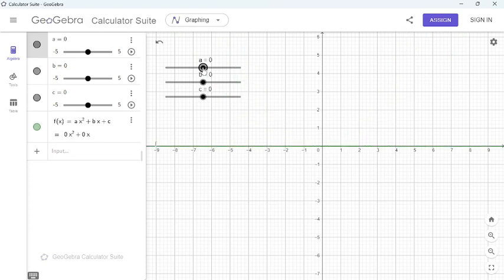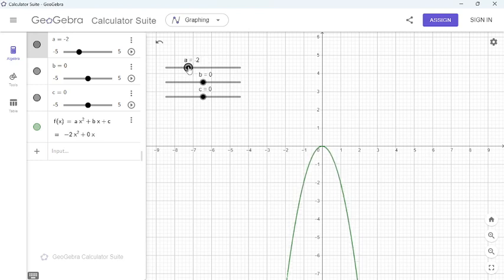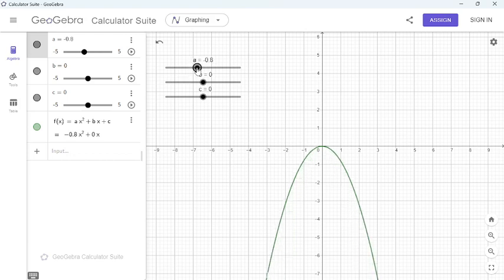Now let's check what the graph will be like if a is negative. If you start to go negative, can you see that the graph is concave down? Then again, as a becomes a negative of a bigger number, it becomes less wide again. Now that is the effect of a.